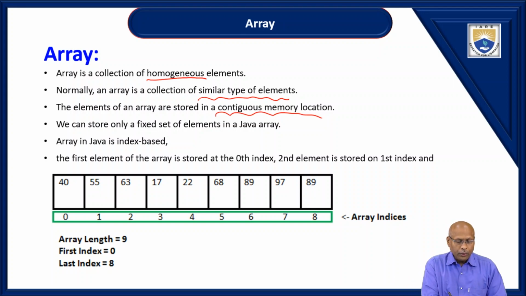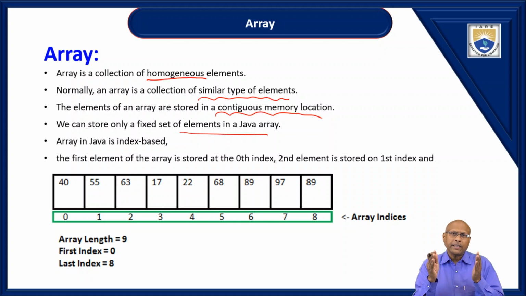We can store only a fixed size of elements in a Java array, so the array size is always fixed. You cannot extend it. Once you allocate that much size, it will allow you to use only that. Once you go beyond, it will throw an ArrayIndexOutOfBoundsException. So always define the size you need, because you cannot go beyond it. The size of the array should be defined at the beginning itself.